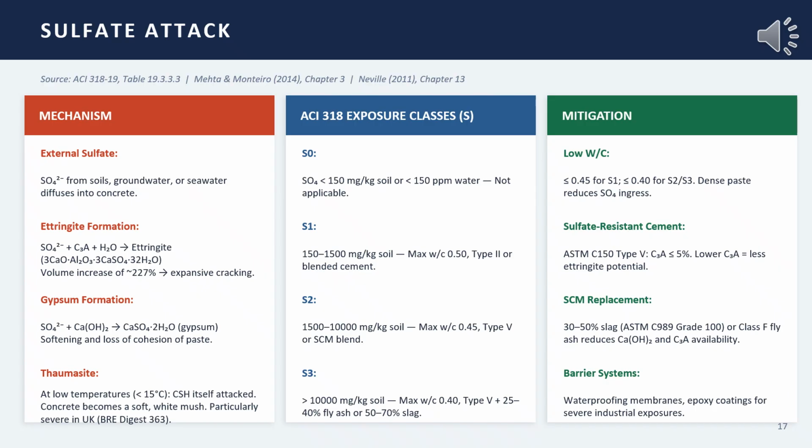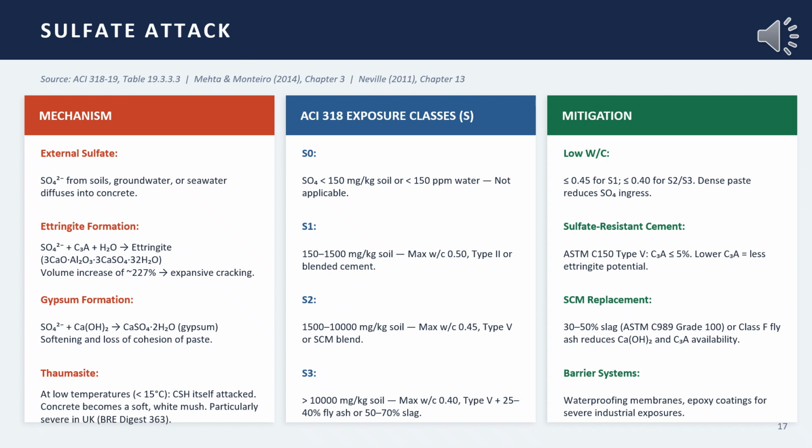The second reaction is, as I said earlier, with calcium hydroxide that forms during cement hydration to produce gypsum. Gypsum formation softens the paste, causing it to lose cohesion and crumble. There is also a third, less common form called thaumasite attack, and this occurs at low temperature, typically below 15 degrees Celsius, and uniquely attacks calcium silicate hydrate gel itself.